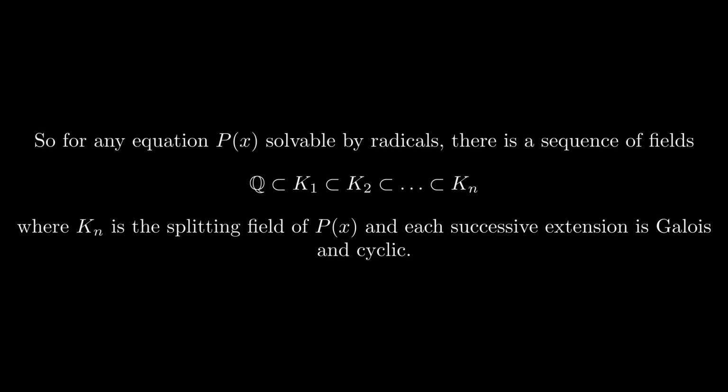In any case, though, if p of x is solvable by radicals, we can create a sequence of fields from Q to its splitting field, where each consecutive extension is Galois and cyclic. This is the property that Galois discovered, but it's hard to prove anything with because we have to find the splitting field. Let's convert it into Galois theory language.